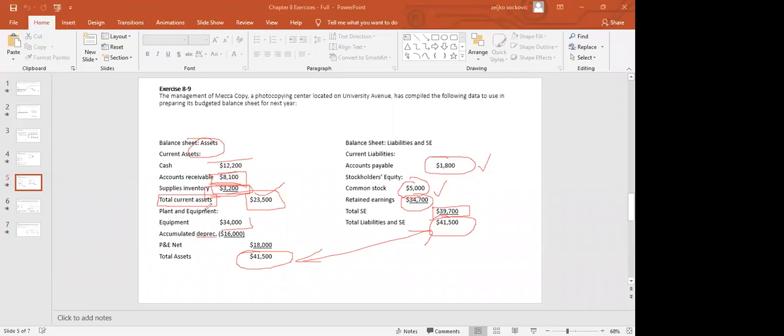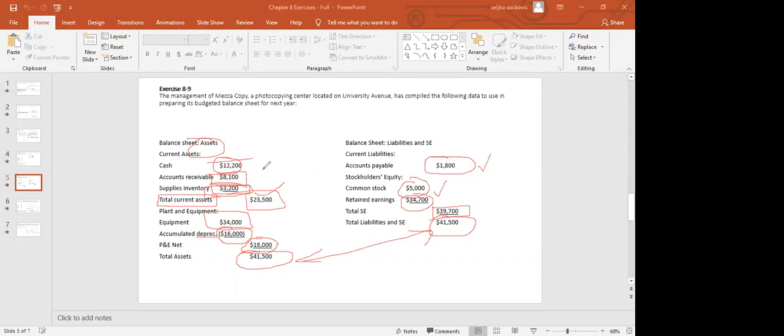You have equipment of 34,000. So this gives you some number, 23,500 plus this will be 57,500. But you need to decrease this equipment by 16,000, which gives you here 18. Now you get some number here, and the difference would be cash of 12. So let's do this together.